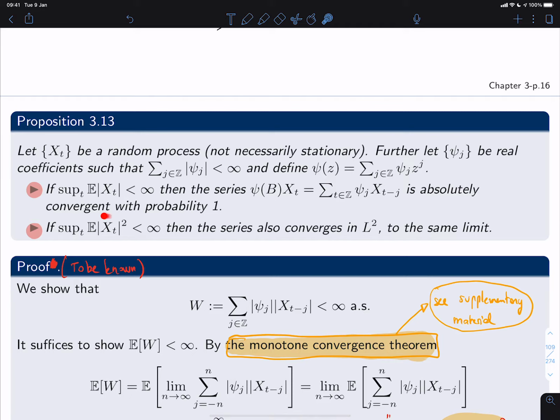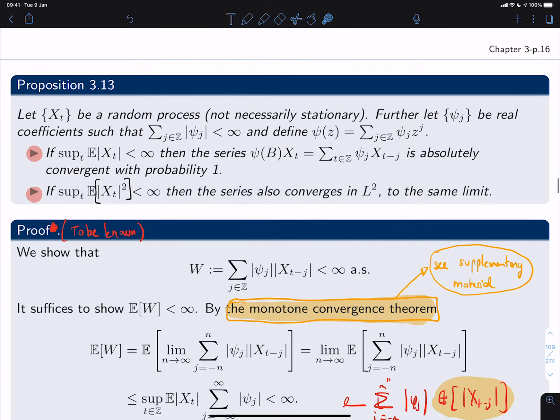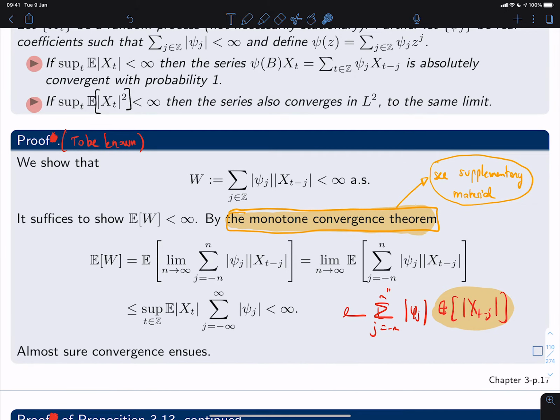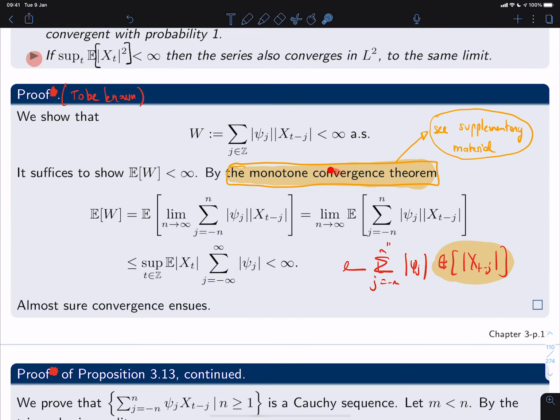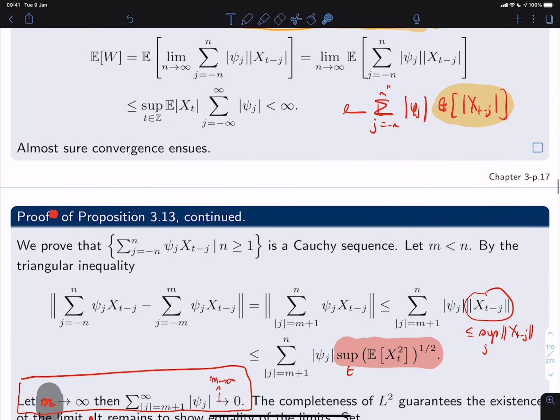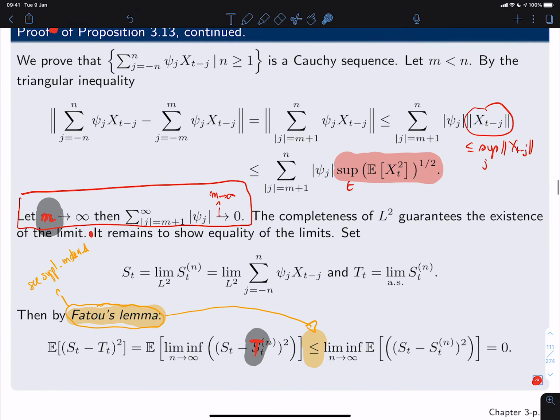And if we have more than this, so if the expectation of the square is finite, then this same series will also converge in L2. I'm not going to go over the proof again, but I would like you to read it and understand it and ask me questions if there are problems with the understanding of this proof. It follows as a consequence of the monotone convergence theorem on the one side and Fatou's lemma on the other side.